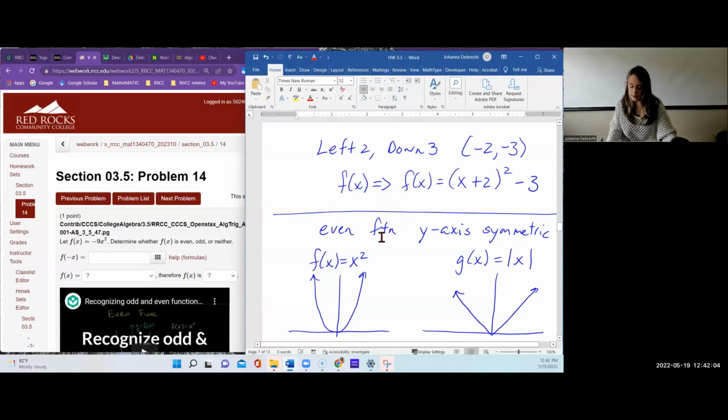Now, why do we call these y-axis symmetric? If I were to fold on the y-axis, making the y-axis the crease of the paper, this side would lay on top of that side. That's what we mean by y-axis symmetric.